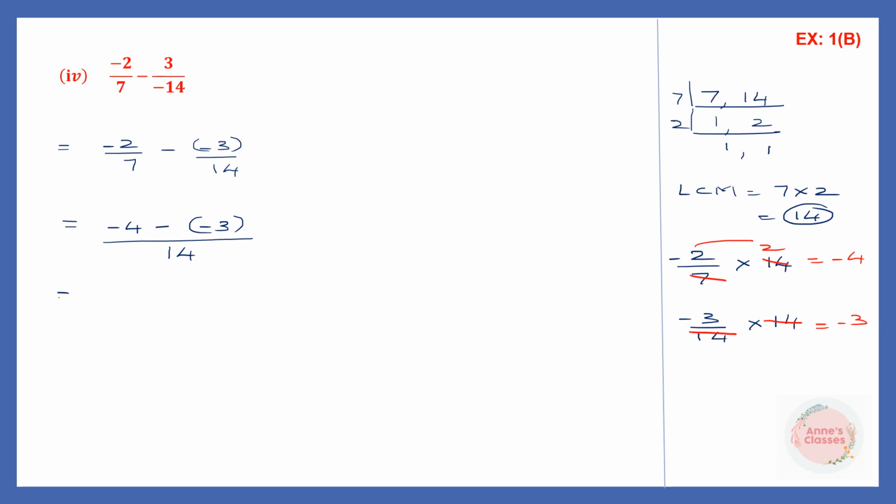Let's open the brackets. Minus 4 plus 3 by 14. Signs are different. Put the sign of the bigger number and subtract. 4 minus 3 is 1 by 14. Minus 1 by 14. So this is our answer.